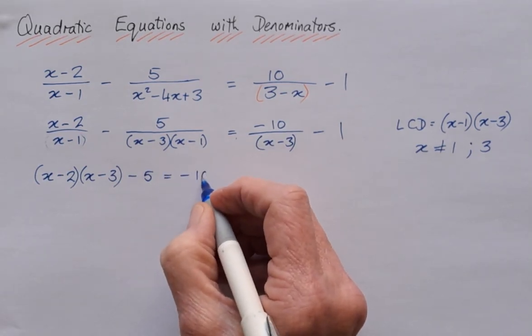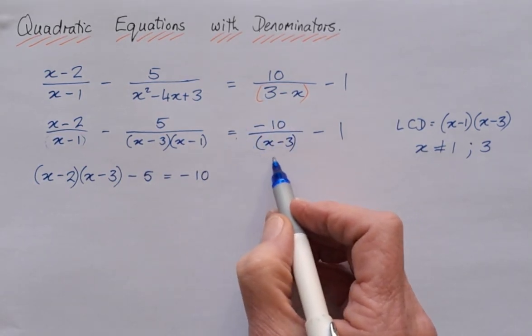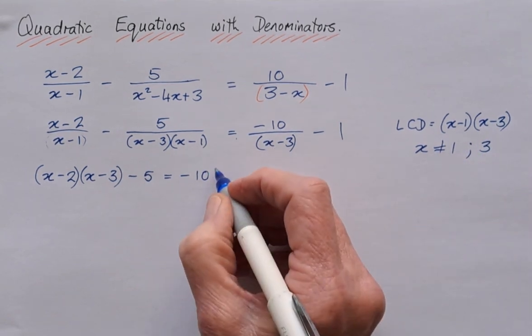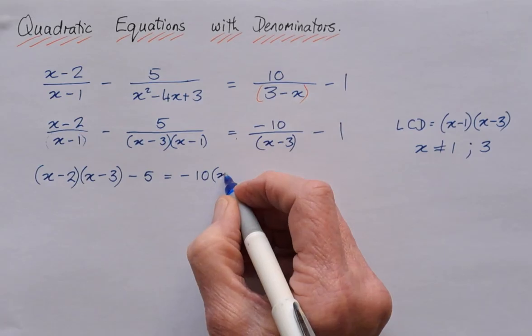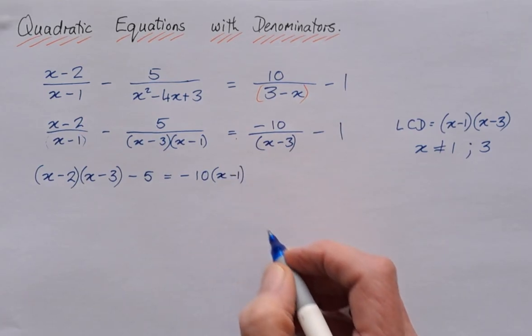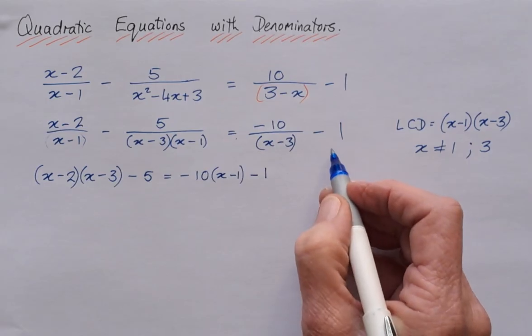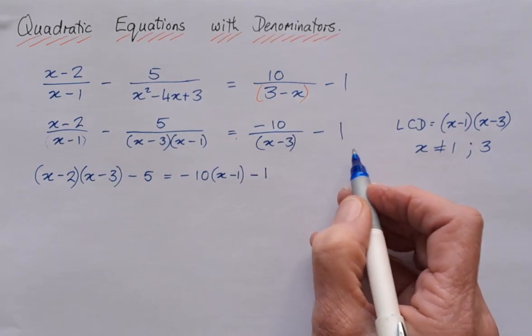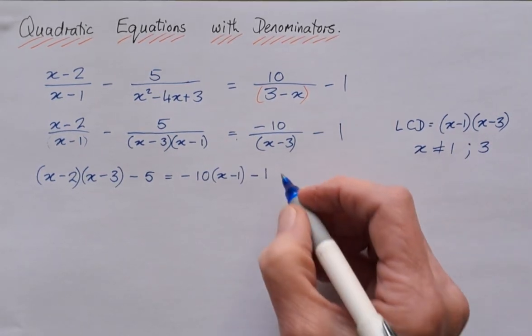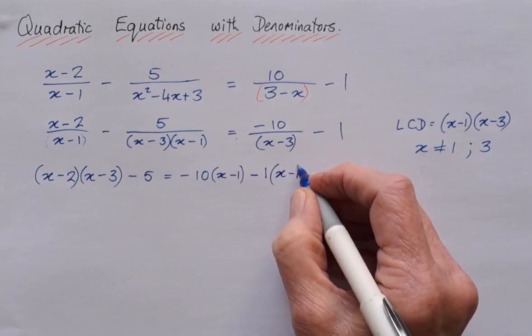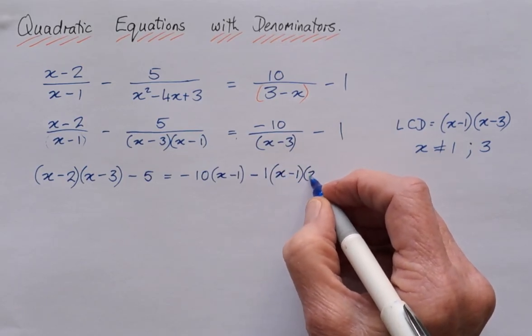I have a -10. If I multiply this by the LCD, the x minus 3's will cancel, and I'll be left with x minus 1. And then I already have minus 1 here, and because it has no denominator, there's nothing to cancel with either of those two brackets, and so we have x minus 1, x minus 3.